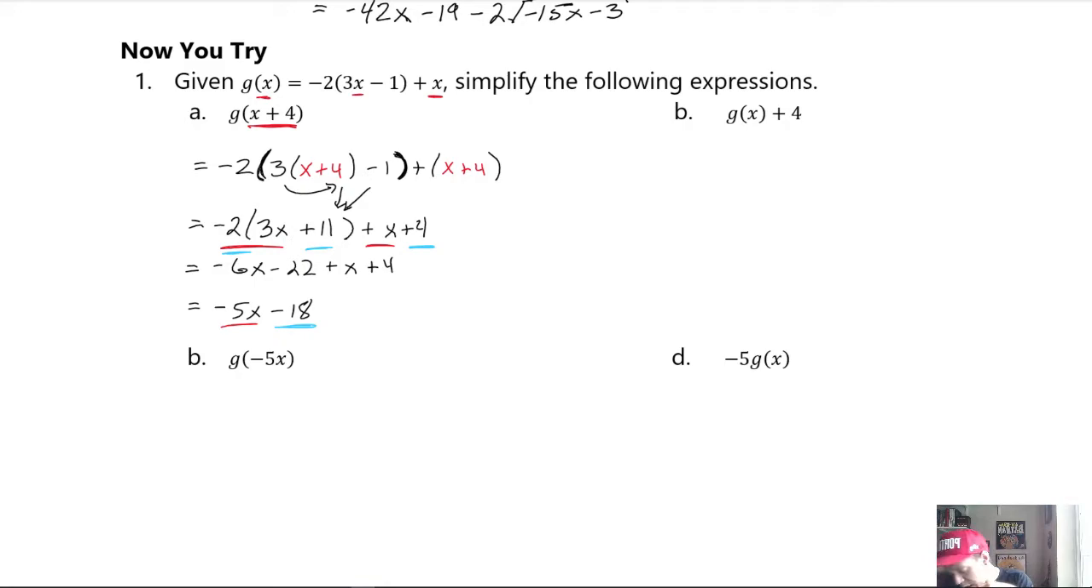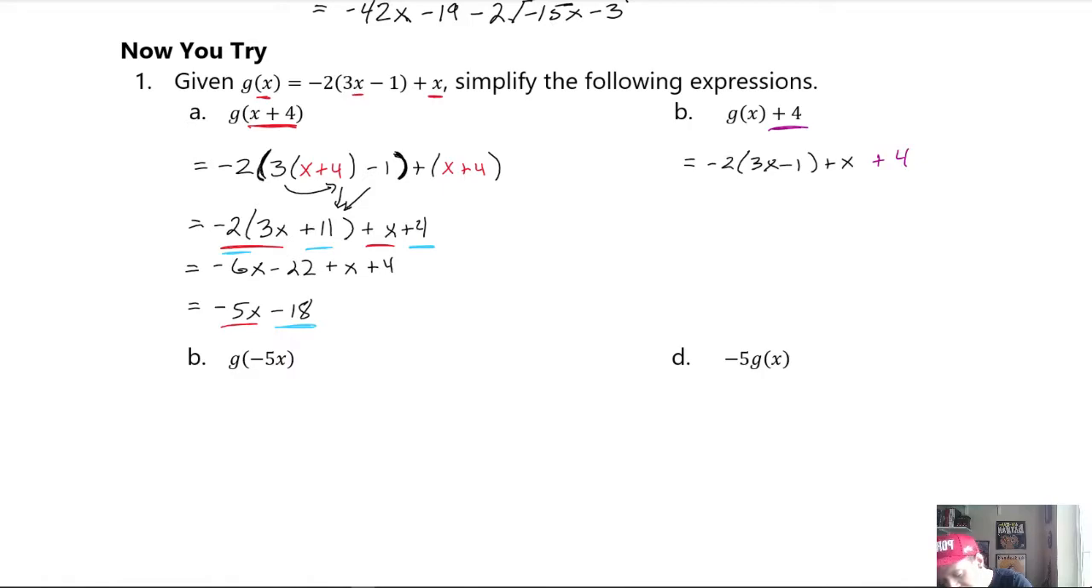All right, let's look at part B. We're done with that problem there. So let's look at part B. Here we have g of x plus 4. So this is saying take all of g of x, which is negative 2 times 3x minus 1 plus x. We're going to take that and we're going to add 4 to it.